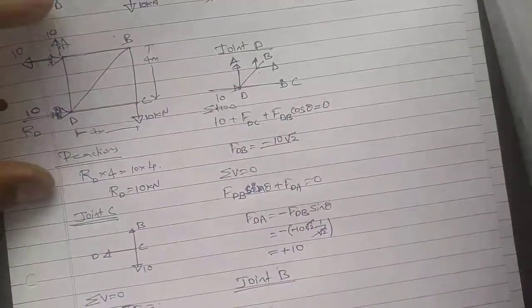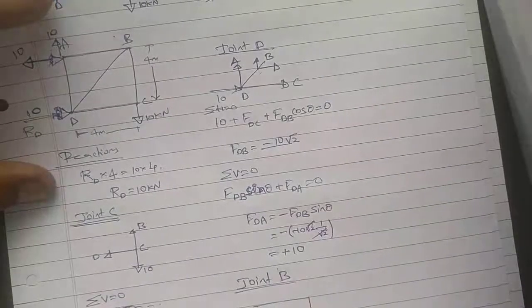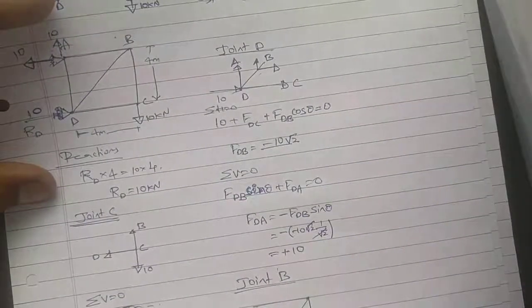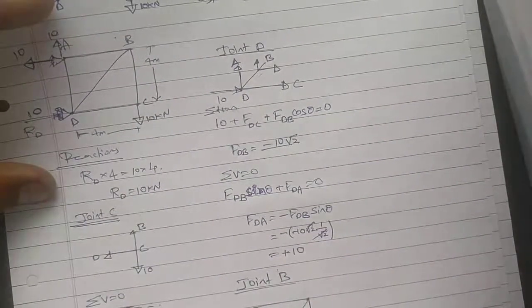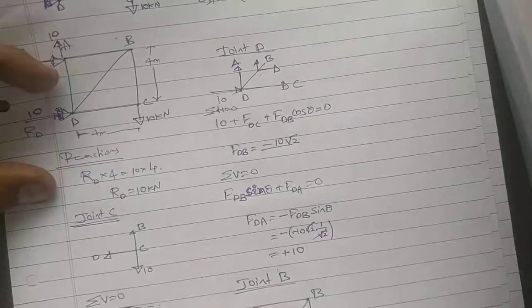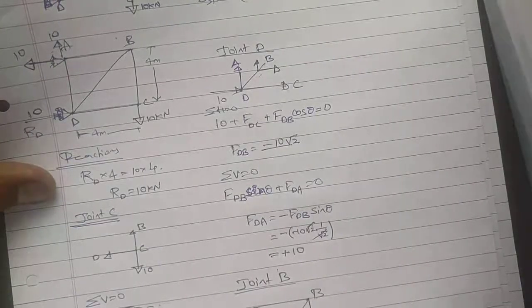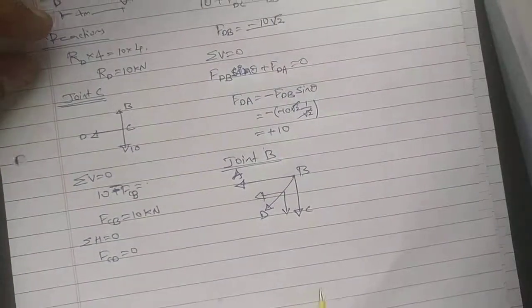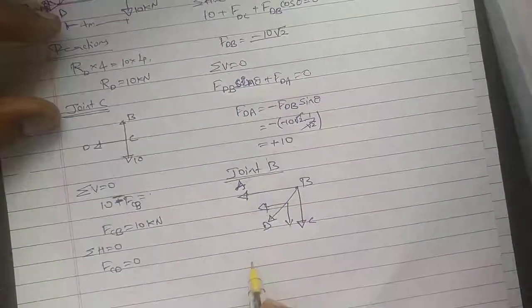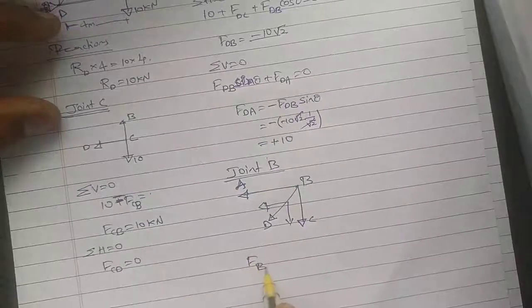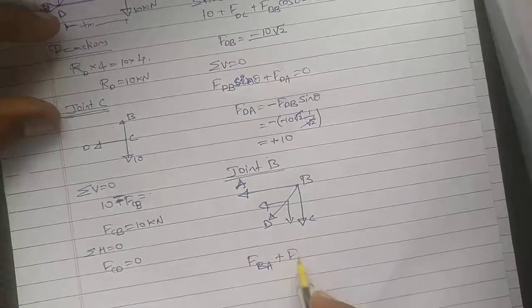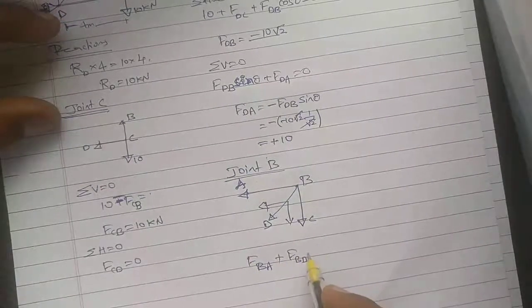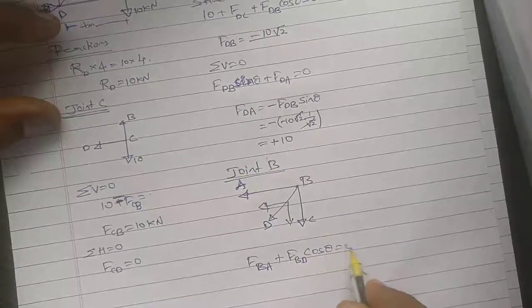Joint B is away from joint B, C, this is D, this is A. We want this one, so we go for FBA plus FBD cos theta is equal to 0.